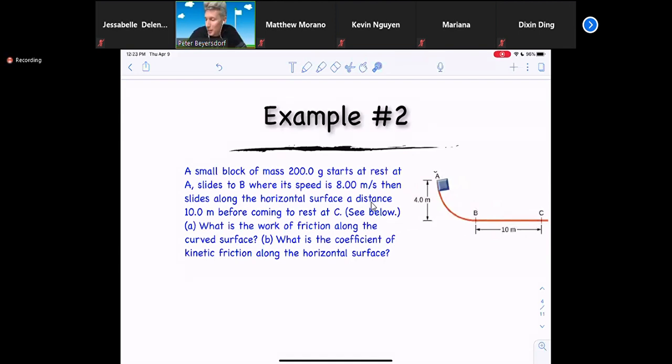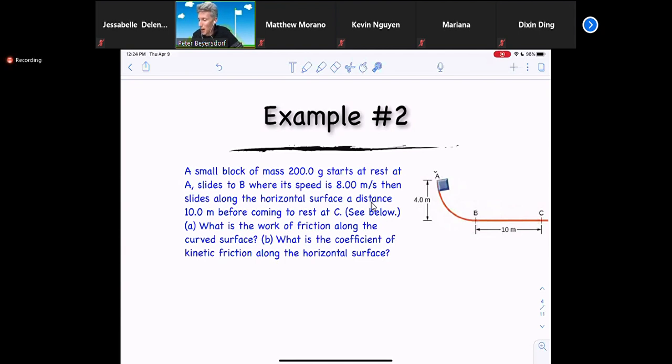Okay, well, let's take a look at the second problem here. We've got this block that's going to slide down a curved surface. It's 200 grams, and it starts at rest at point A, slides down this curved surface, and at point B is moving at 8 meters per second. Then it slides an additional 10 meters to point C, where it comes to rest.